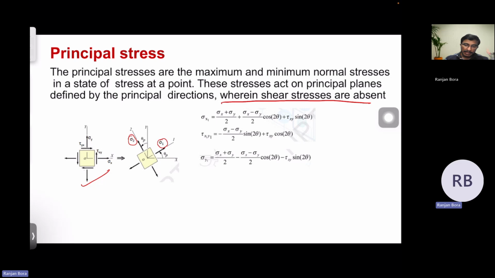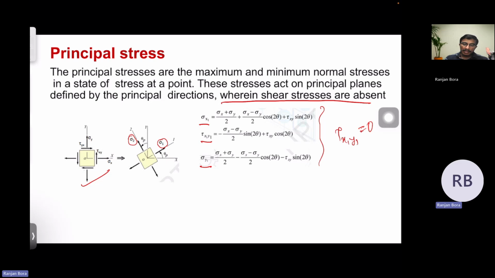So we know that these equations are for the transformed coordinate system. Sigma x1 is the normal stress in the transformed coordinate system x1 y1, and tau x1 y1, sigma y1. So from these three equations, how can we get the equation for the principal stresses sigma 1 and sigma 2? For finding the principal stress equations, because in the principal plane where there is the principal stress, there is no shear stress, we need to equate the shear stress tau x1 y1 equal to 0.